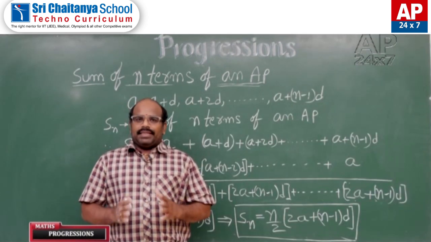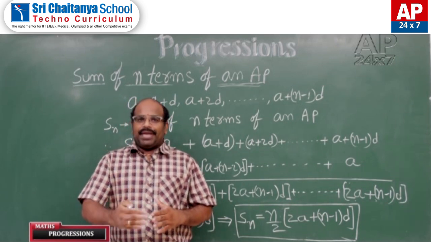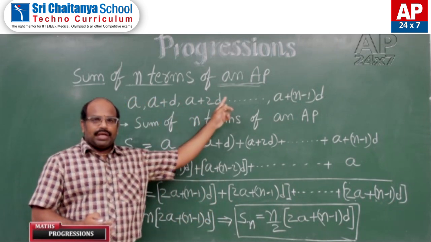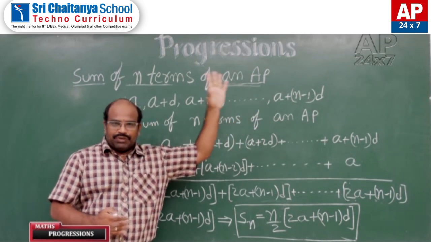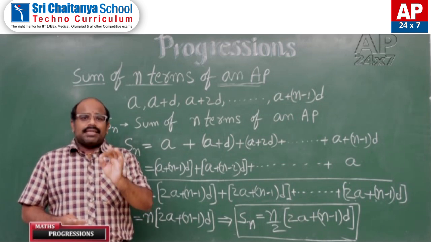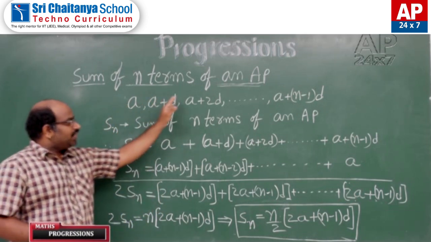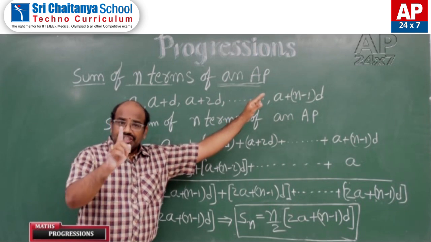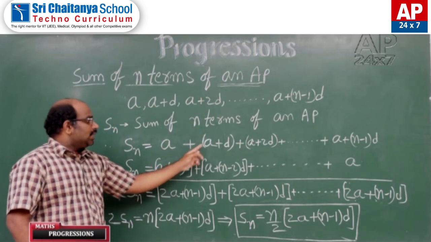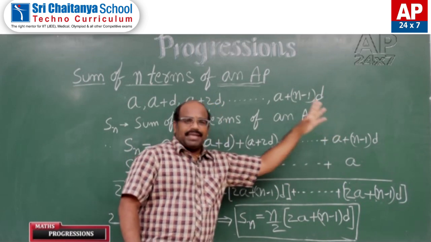Now, let us try to apply the same methodology to find the sum of n terms of an AP. The terms of the AP are a, a plus d, a plus 2d, and so on, up to a plus n minus 1 into d. Let us assume Sn represents the sum of n terms of an AP. That means Sn is equal to the sum of these terms. How many terms are there? n terms. So, Sn is equal to a plus a plus d plus a plus 2d plus and so on plus a plus n minus 1 into d.